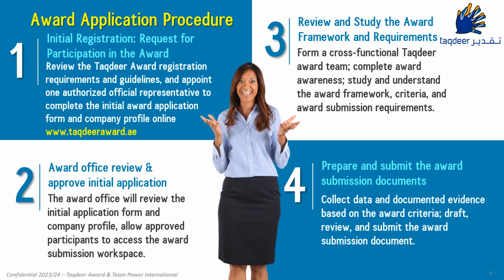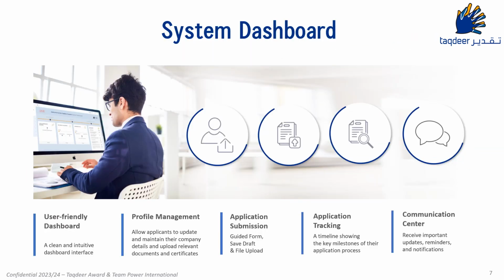The submitted initial application form helps the Taqdeer Award Office evaluate whether the company qualifies to join the current award cycle. Third, the company's concerned team members are required to review and study the award framework and requirements. Fourth, the award submission team shall prepare, and the company representative will then submit the award submission documents and supporting evidence online.